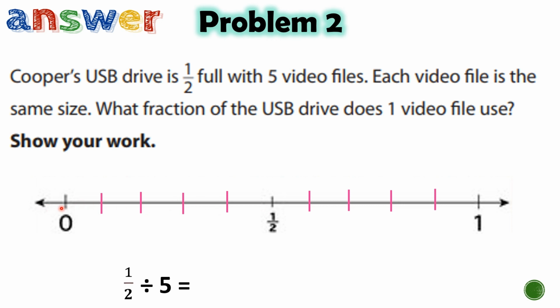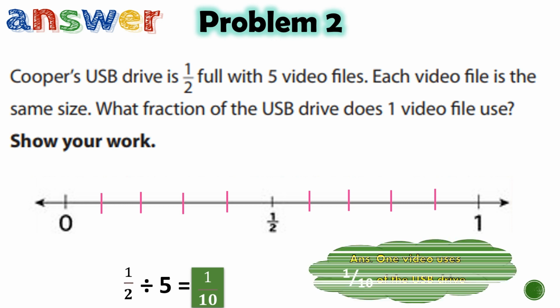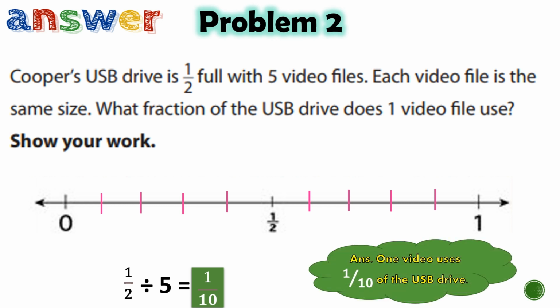So if half of Cooper's USB drive is filled with 5 videos, then this would represent one video, that would represent another video, this would represent another video, and so on for the fifth. So we can say that one video uses 1/10 of the USB drive. And that is what our answer is.